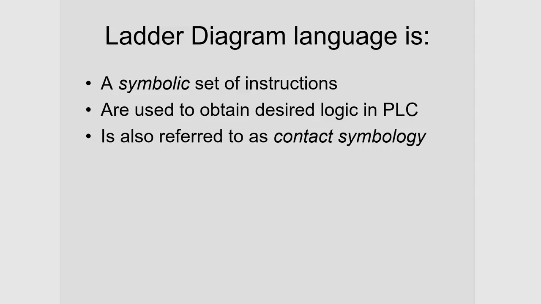The symbols are used to obtain the desired logic that we want the PLC to operate on. There's AND logic, there's OR logic, there's NOT logic, and we can use these symbols to mimic or represent that logic. Ladder logic language is also referred to as contact symbology. The instructions basically look like normally open or normally closed relay contacts, so it's a symbolic set of instructions, and you can refer to it as contact symbology.